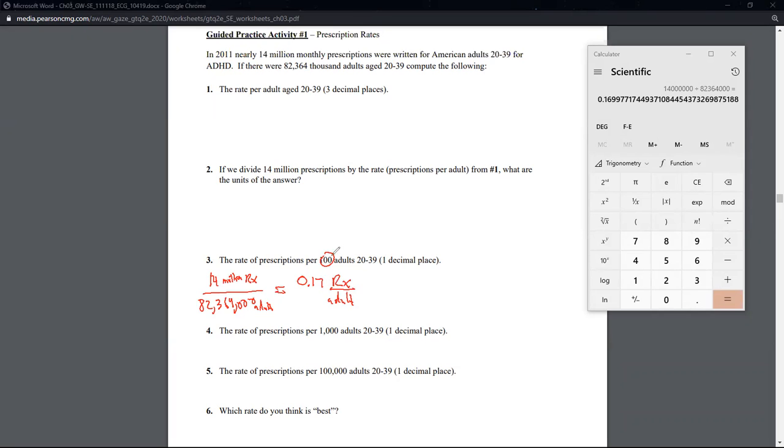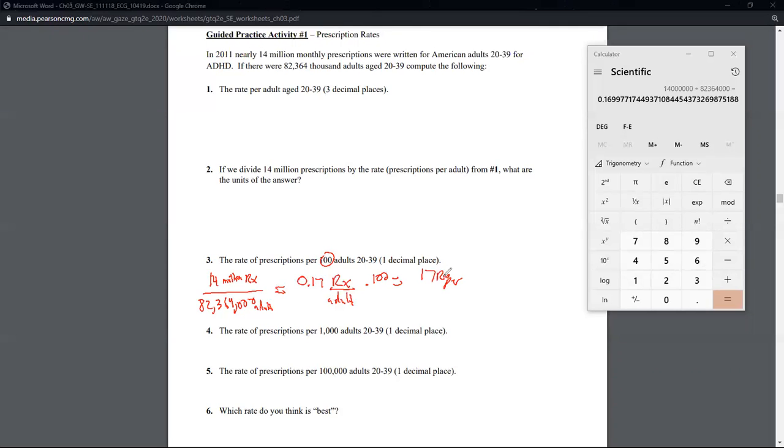But they wanted this to be seen as a per 100. So per 100, a simple way to do that would just be to multiply by 100. And what you would get is 17 per 100.